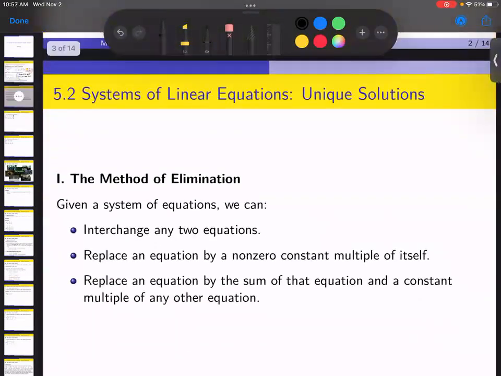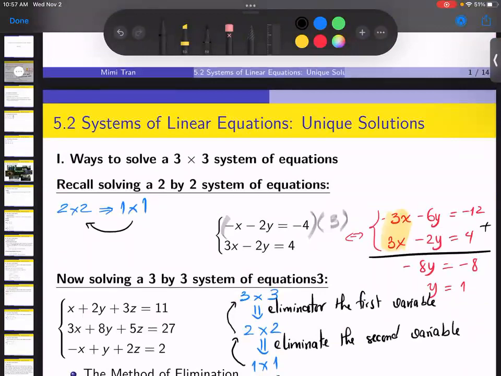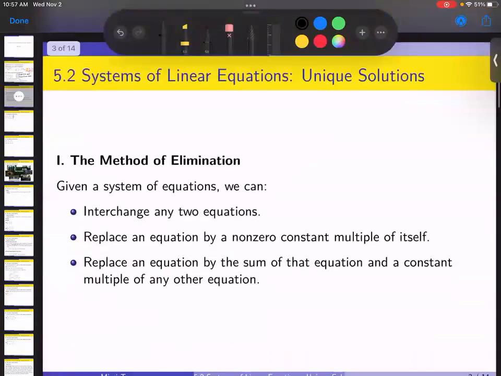I can replace an equation by a non-zero constant multiple of itself. What does that mean? We did this before. I can multiply both sides by a non-zero number, like I did here. I multiplied both sides by 3 for the first equation. As long as it's not 0, you can multiply both sides by any number, except 0.